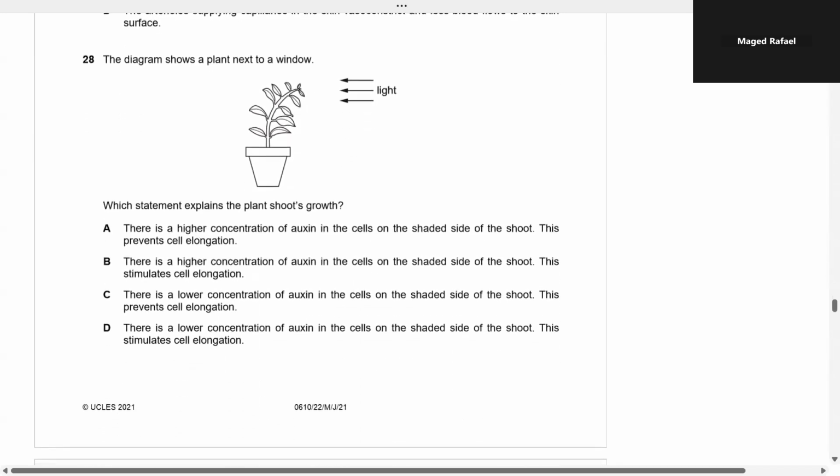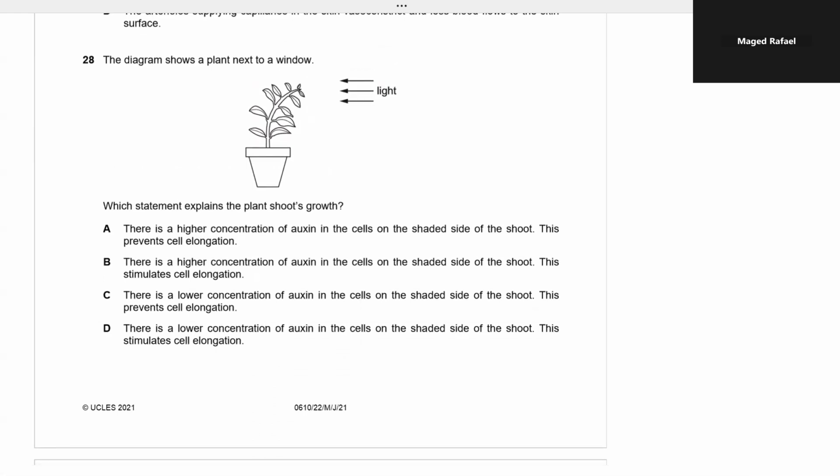Question 28. This is a response to light, growth towards light for photosynthesis. So what happened to the concentration of auxins on the shaded side? The answer is B.